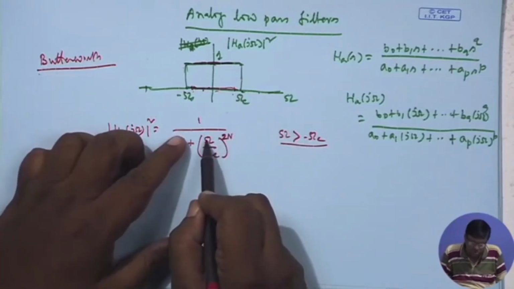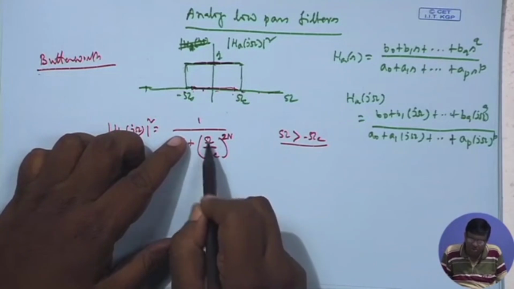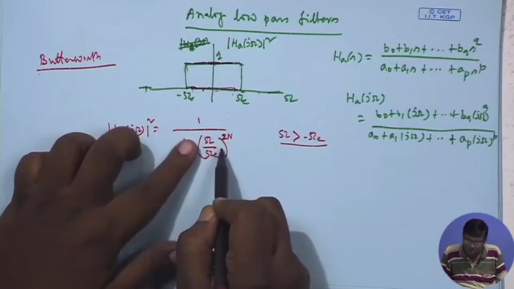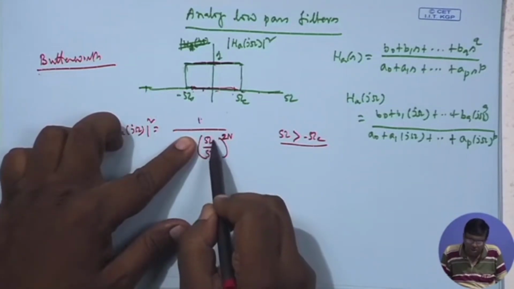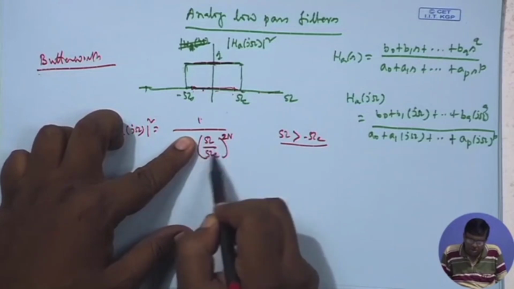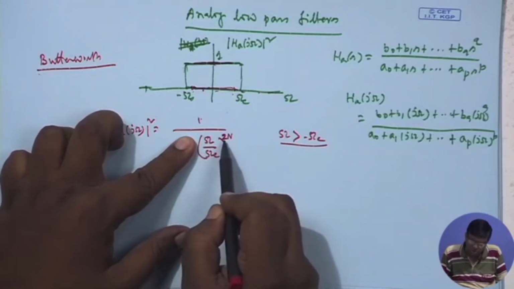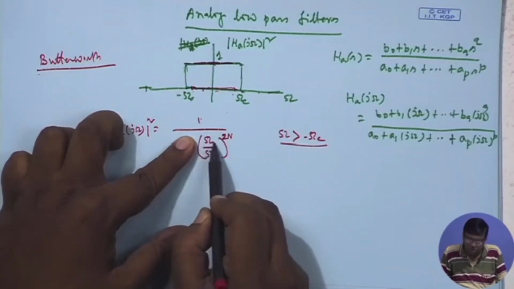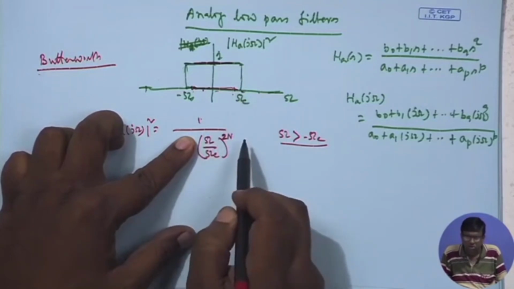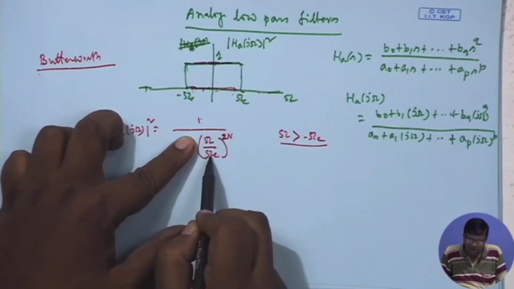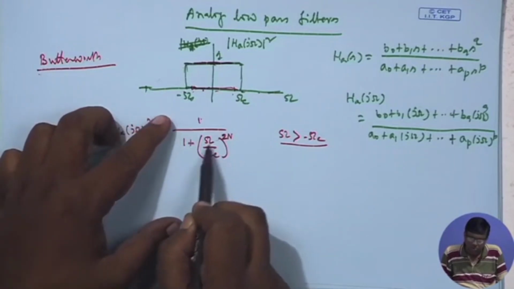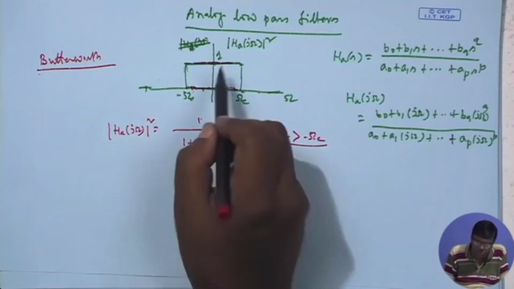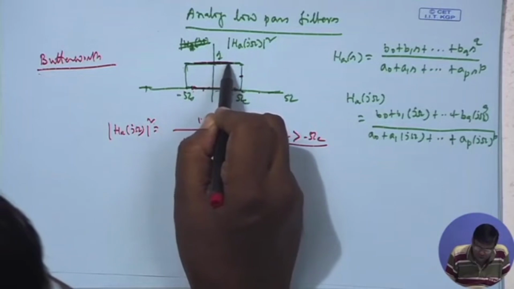That is, once omega crosses omega c, omega by omega c is somewhat greater than 1. So, that to the power 2n, if n is large, will be much higher than 1. So, forget 1. 1 by something much greater than 1 will be very close to 0, and as omega goes on increasing, finally it will go down to 0. And at omega equal to omega c, it is 1. So, 1 plus 1 to the power 2n, 1 to the power 2n is 1. So, 1 by 1 plus 1, that is 1 by 2. So, that means it will be a function like this.